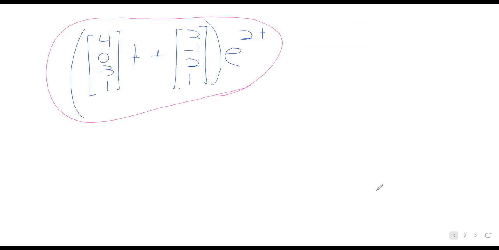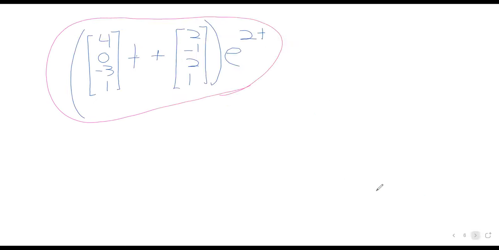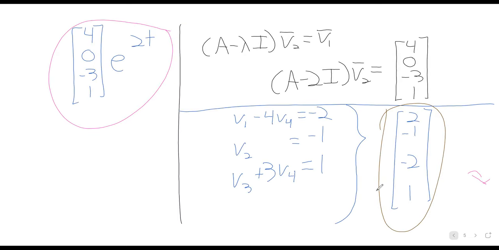Let's see. One thing we don't want is we don't want this generalized eigenvector to be an eigenvector. And that shouldn't really be an issue. V2 is 0, V4, will that be 1? V3 is negative 2. V1 is 3. I will just briefly check. 3, 0, negative 2, 1. That's not a constant multiple of any of the stuff we already have.